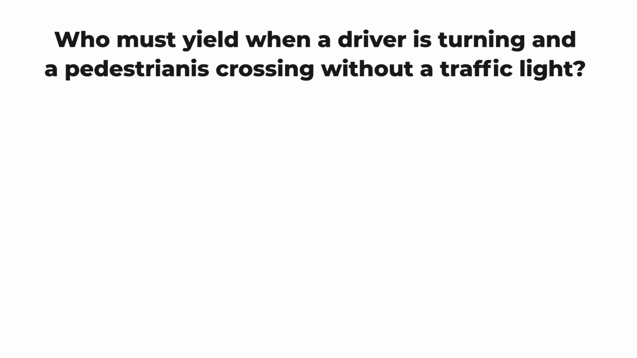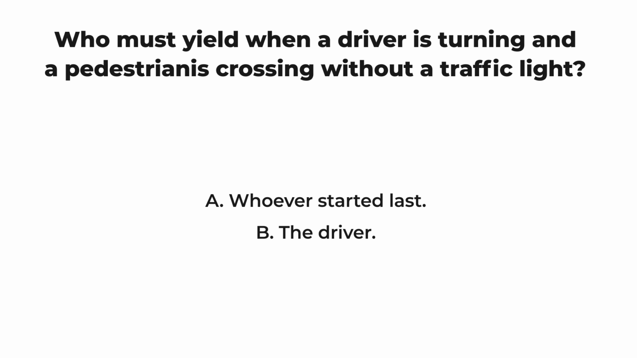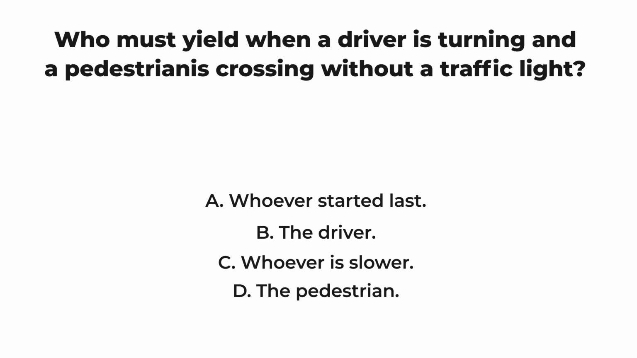Who must yield when a driver is turning and a pedestrian is crossing without a traffic light? A. Whoever started last. B. The driver. C. Whoever is slower. D. The pedestrian.